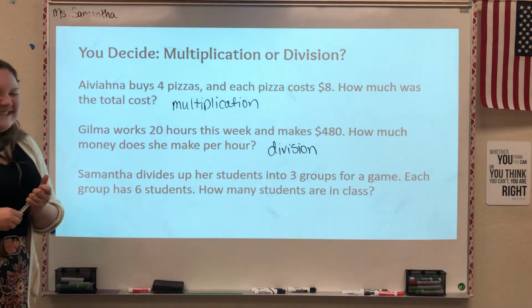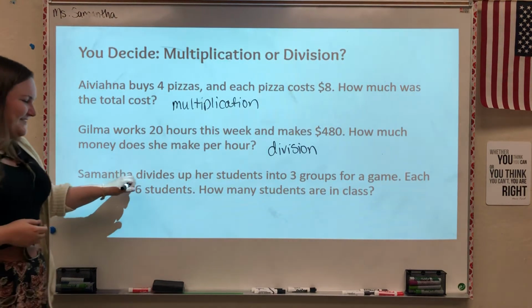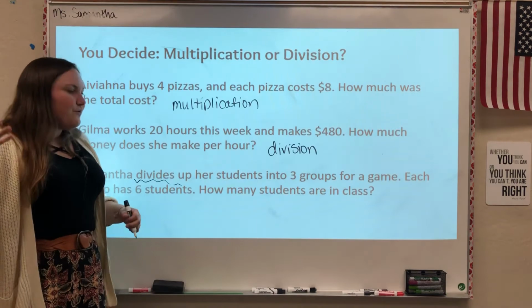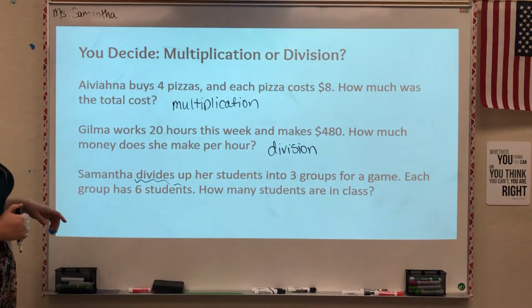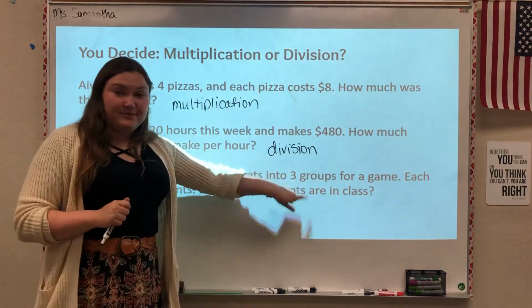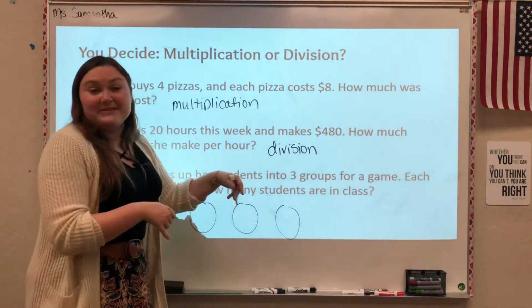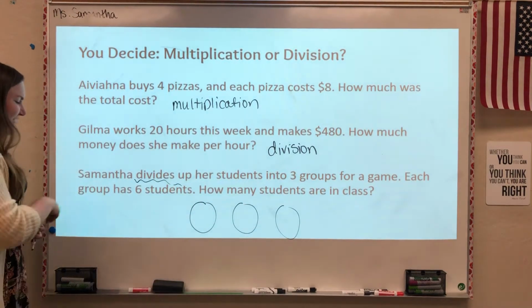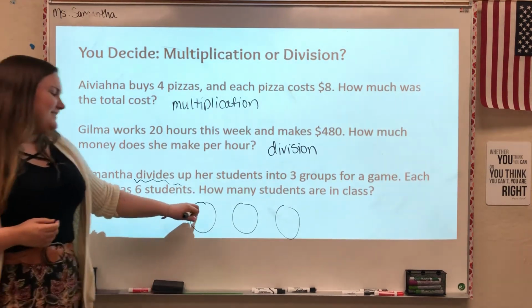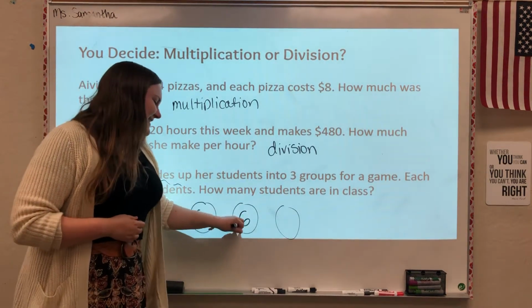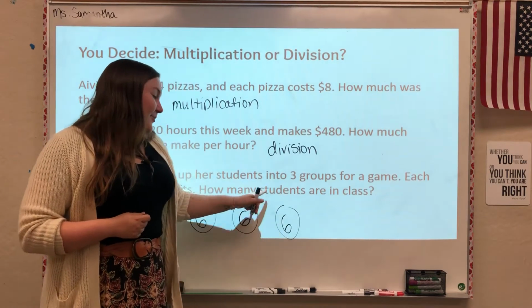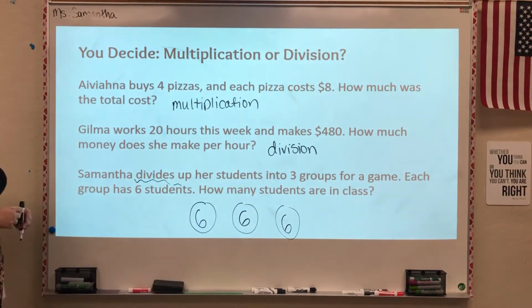This last one I think is the trickiest because it says divides right there, but think through what it's saying. It's saying I've divided students into 3 groups. So we've got 3 groups, maybe at 3 tables, right? And it tells us each group has 6 students. So there's 6 students here, there's 6 students here, 6 students here. The question's asking how many total students there are.